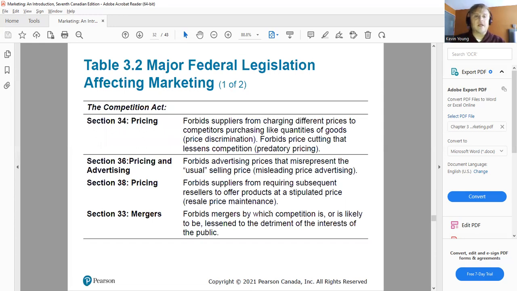Here we can see a piece of legislation, the Competition Act, and within that legislation, you can see sections 34, 36, 38, and 33. I'm not going to read all of that, but you can definitely take a look. You see the first word, which is the key word, the verb, forbids, right? It is against the law to, and then it goes on to explain what is against the law. So it forbids a supplier from charging different prices to competitors, et cetera.